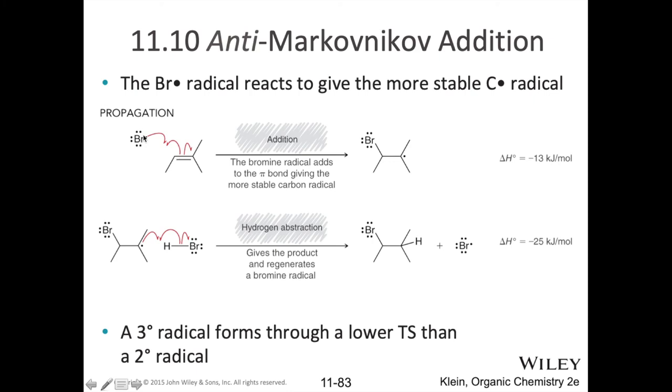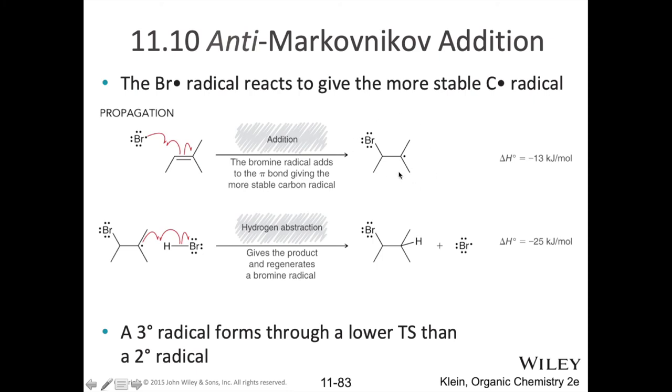All right, so when we finish with our addition step, notice that this radical shows up on the other carbon of what used to be our double bond. Notice that this is a tertiary radical. What would have happened if the bromine added to the more substituted carbon following Markovnikov's rule? Our radical would show up on this carbon on the left, which would have been a secondary radical, which would be less stable. So it makes sense then that bromine is going to add to your less substituted carbon to give you this more stable tertiary radical.